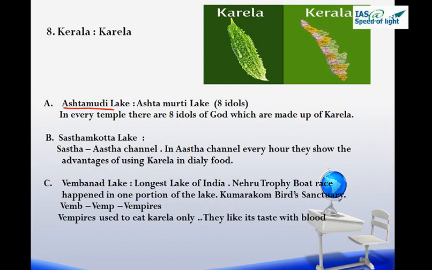So three lakes of Kerala. Ashtamudi, eight idols of Kerala. Second was Astha. You were seeing the Astha channel, and every hour they show the use of Kerala. Third was the Vembanad Lake, or vampires. They like the taste of Karela with blood.